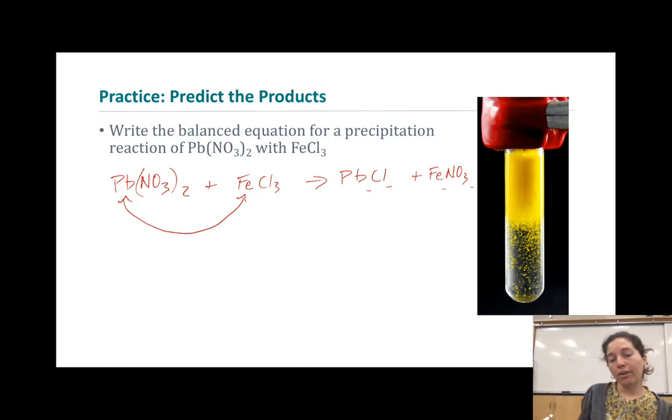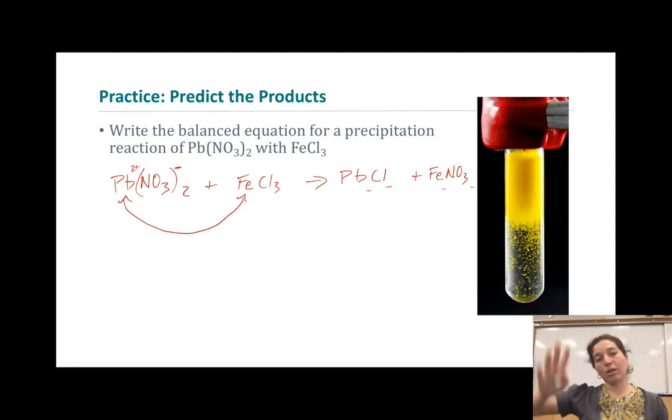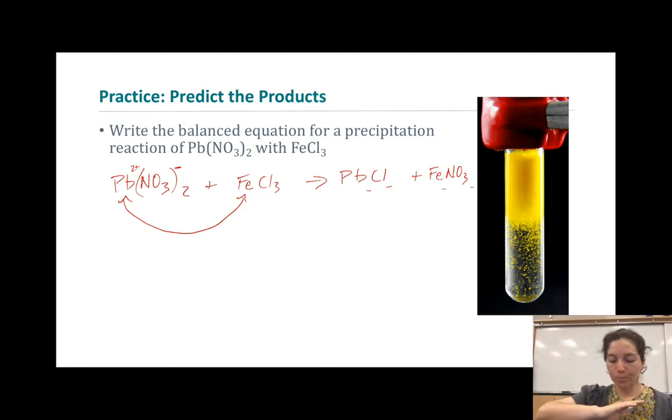So lead and iron are transition metals. They're in that center category of the periodic table, so we don't know what charge they have just by looking at them. So we have to figure it out based on their anions. Nitrate is a -1 here. Because there's 2 of these -1s, it must mean that our lead is a 2+, because of the drop and swap. You drop that charge and swap it over to the other side.